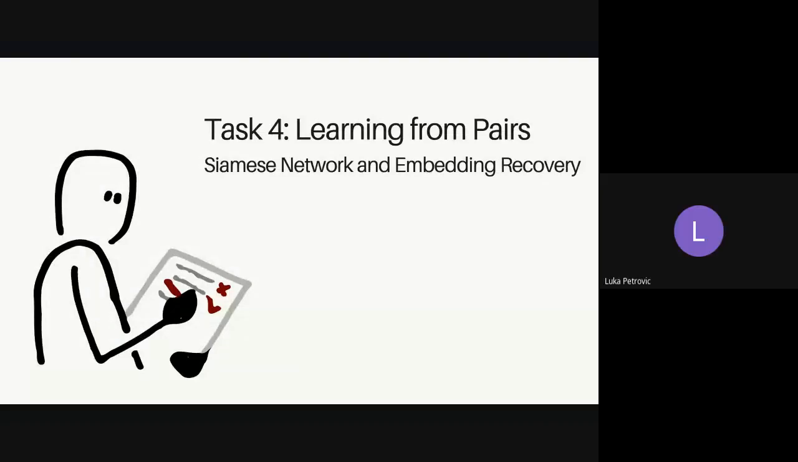Okay. Good afternoon, everyone. I hope you're doing well. Today I'm going to present task number 4. In this task, we investigate whether a neural network can learn a meaningful representation of the MNIST digits using pairwise supervision, without ever being told what the labels are during training. Instead, we train a Siamese network that only knows whether two images belong to the same class or different classes.